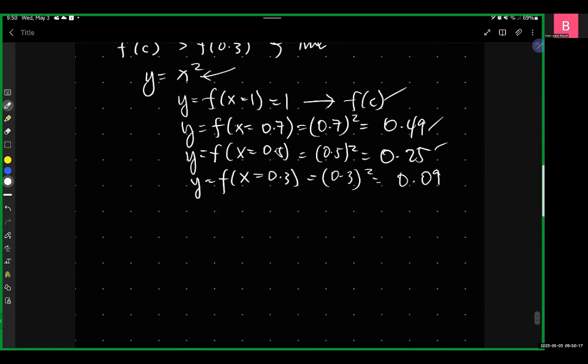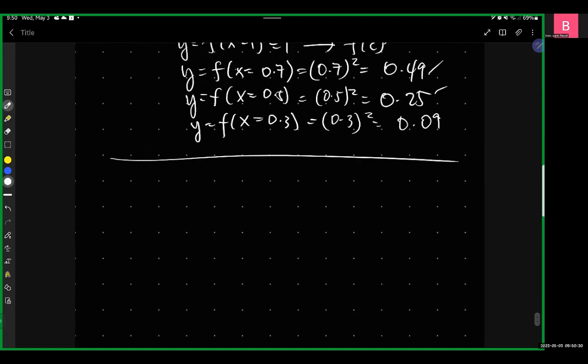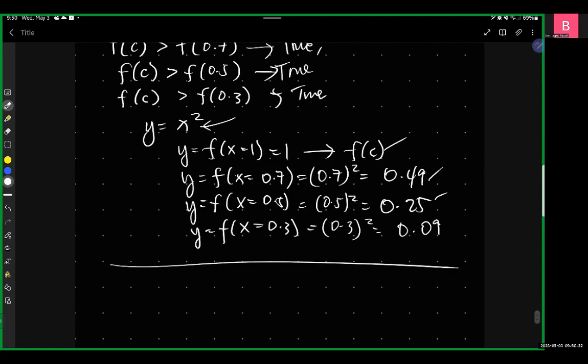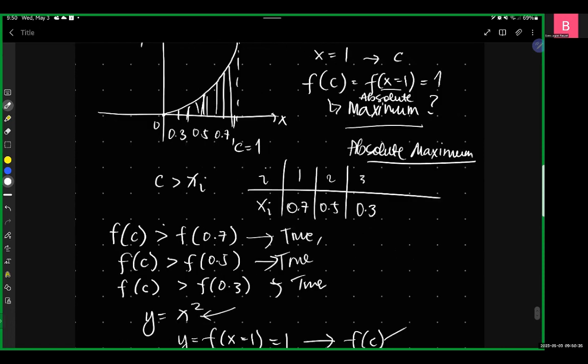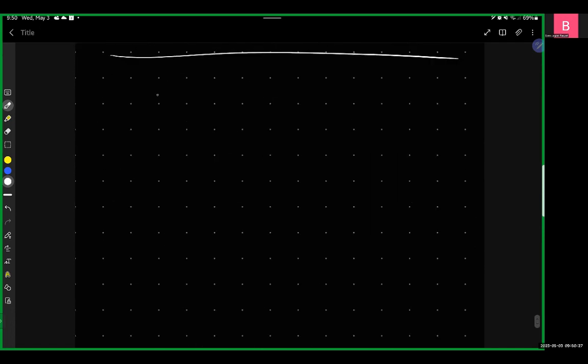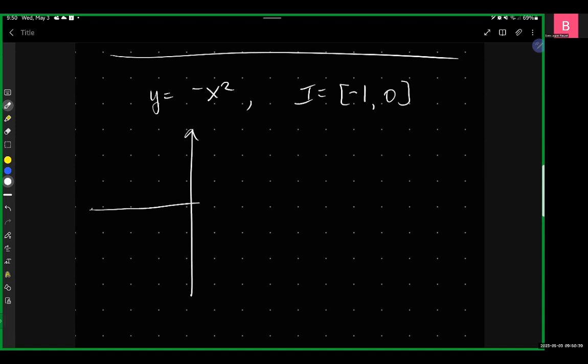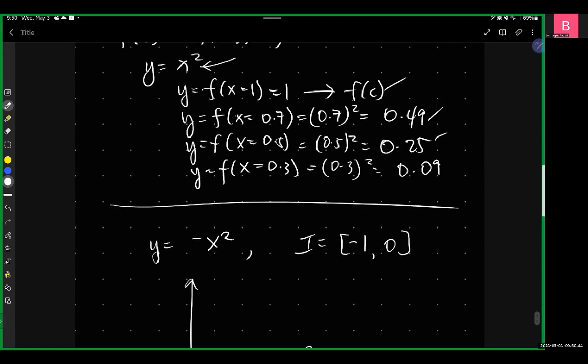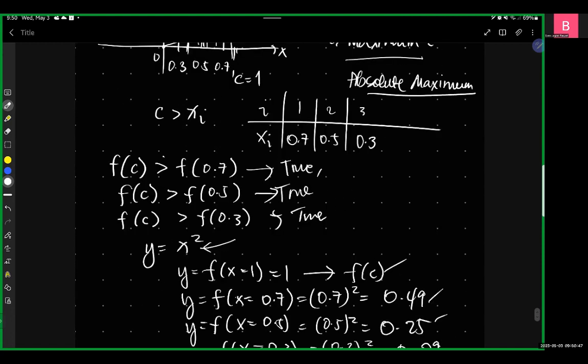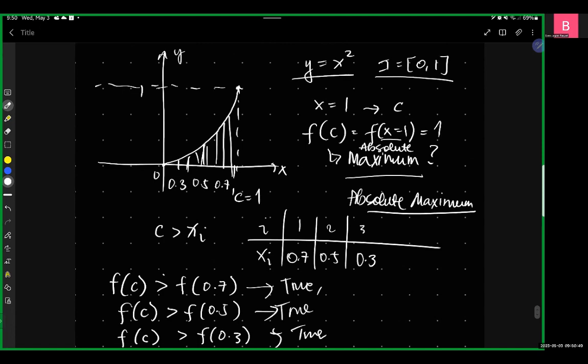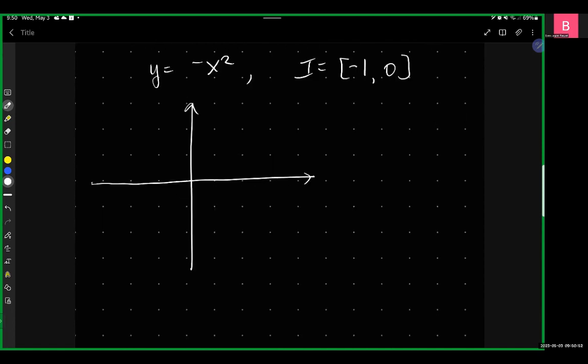Okay. Now, let's try to look for the absolute minimum. So let's say we have a function. Our function is y equals negative x squared, where the interval is negative 1 to 0. Okay? So, anong itsura nito? Kanina, y equals x squared pataas. Ngayon, y equals negative x squared. So basically, it's just x squared and then gagawin nyo na negative lahat ng signs.